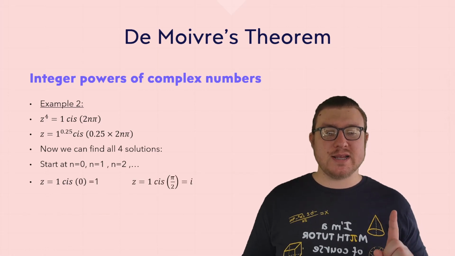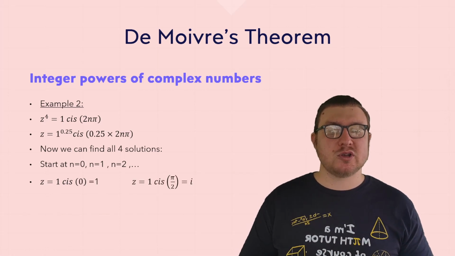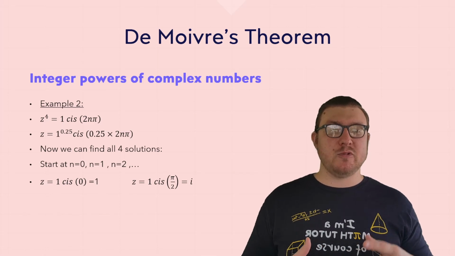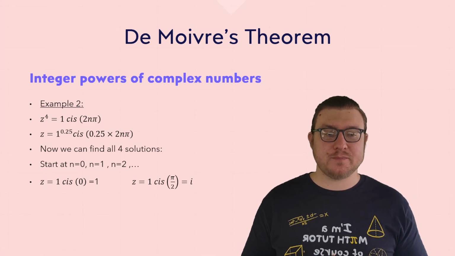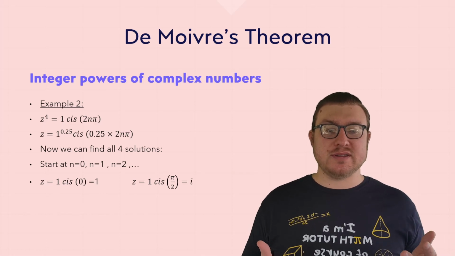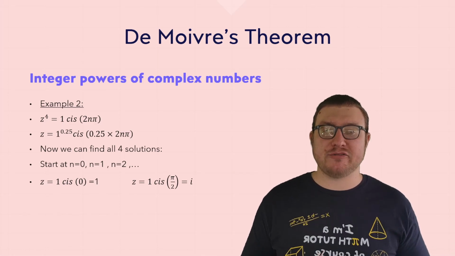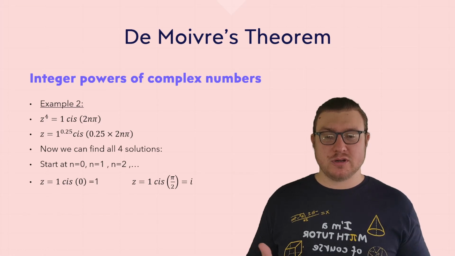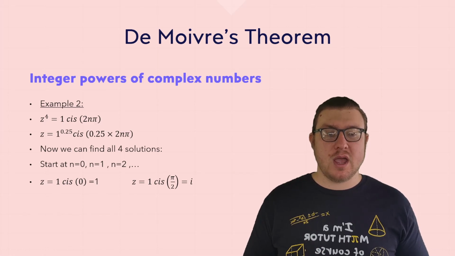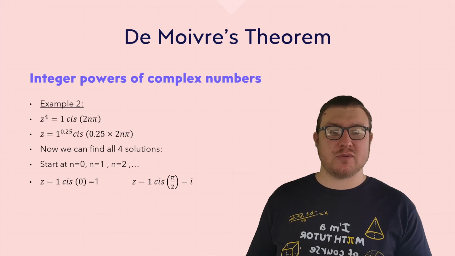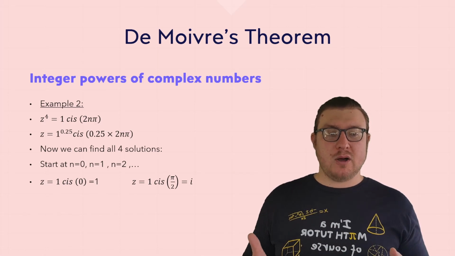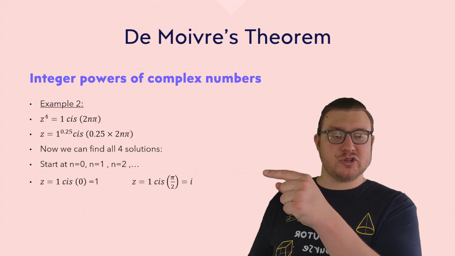So the first one is if n is 0. So we substitute that in, then we get 1 CIS. Well, if we substitute in 0, that's 0.25 times 2 times 0, which is going to be 0. Put that in, we know that's going to be 1. Now, we have one of our solutions over here.